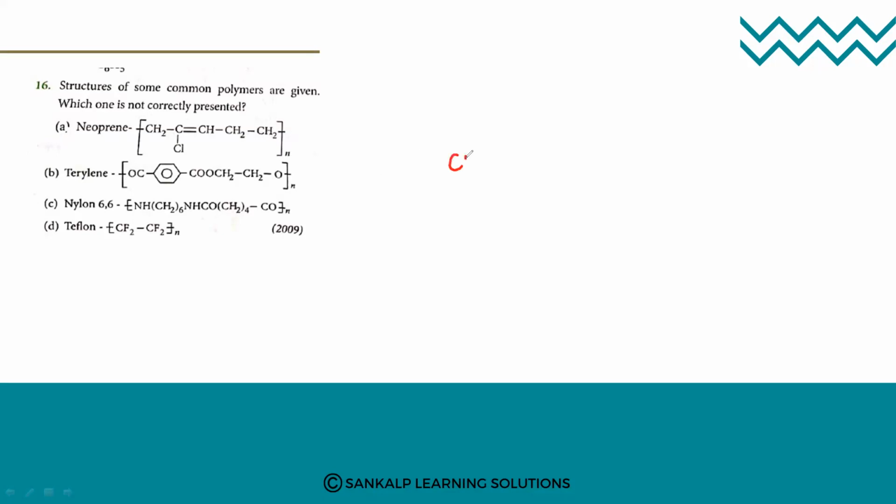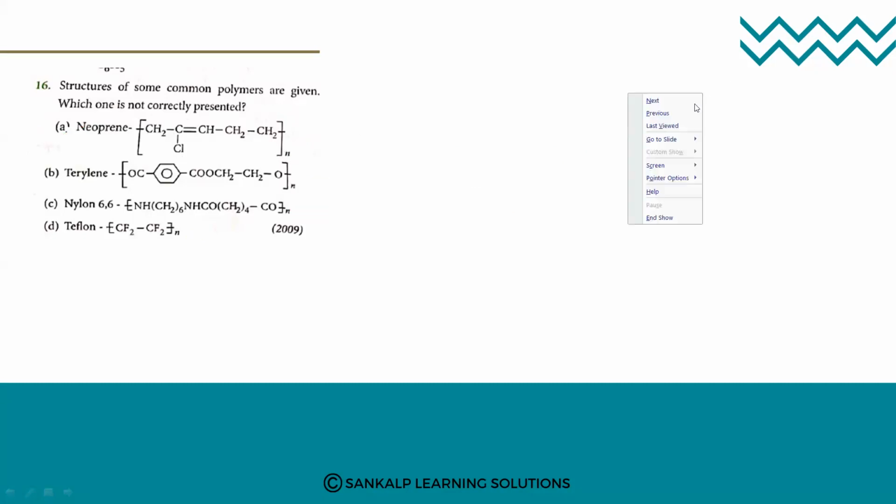The structure of neoprene is CH2, C, Cl, double bond CH and CH2. So this is the structure of neoprene, right? So this is wrong. Terylene, just now we saw it, O, C. So this is correct. Nylon 6 is correct. Teflon is also correct. So option number A is the structure which is not correct among the following.